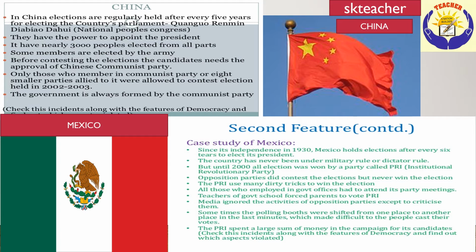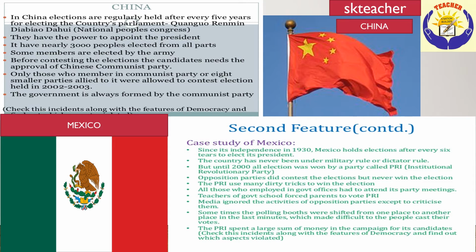Now, one more example is given, that is Mexico. This nation is situated in North America. Since its independence in 1930, Mexico holds elections every 6 years to elect its president. The country has never been under military rule or dictator rule. But until 2000, all elections were won by a party called PRI, the Institutional Revolutionary Party. Opposition parties did contest the elections but never won.